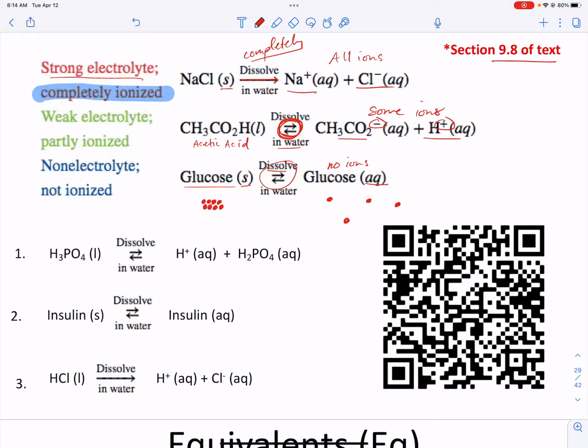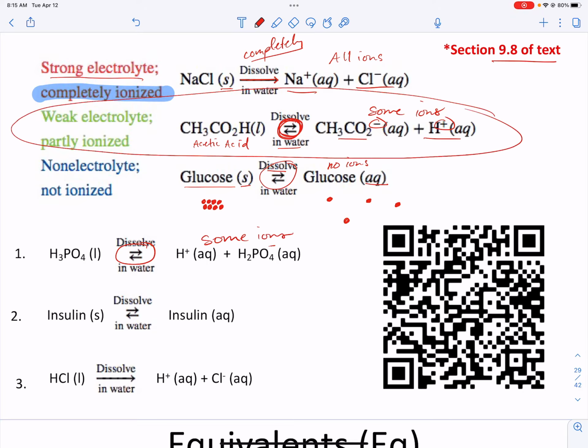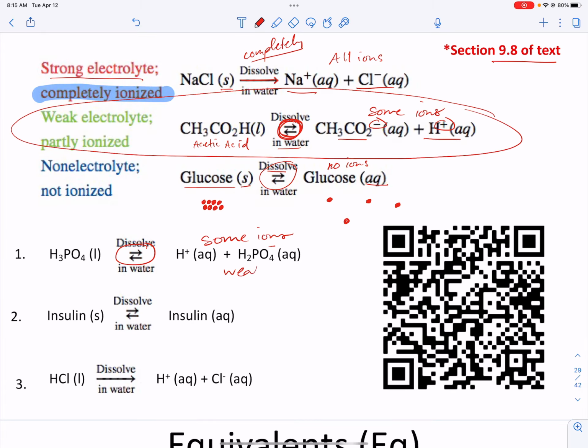So if you notice on number 1 here, we have a double arrow. We're going to reach an equilibrium, but we do have ions. Oh, I forgot to write this in. This was a negative. Okay, we do have ions on the product side. So some of y'all may be confused that I had no charge on the anion. So we're going to get some ions, okay, which matches this weak electrolyte here. So this will partly ionize. So this is a weak electrolyte.